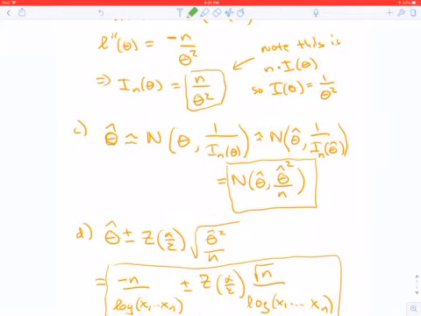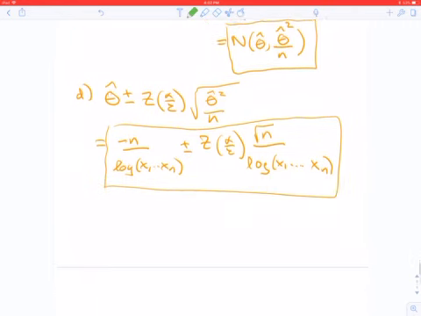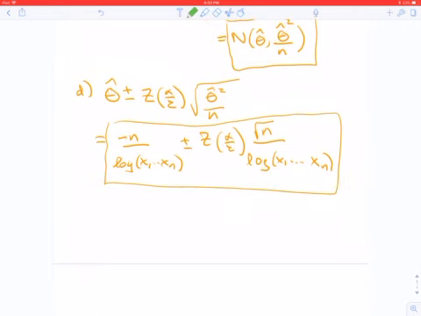And furthermore, the ML estimate is approximately normal, with mean theta and variance 1 over I_n(theta), which is approximately n over theta hat squared, and then the variance is theta hat squared over n. And then I can find my confidence interval using my formula here, and that's the show.